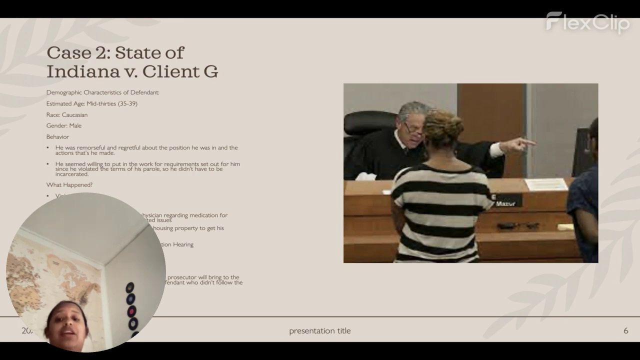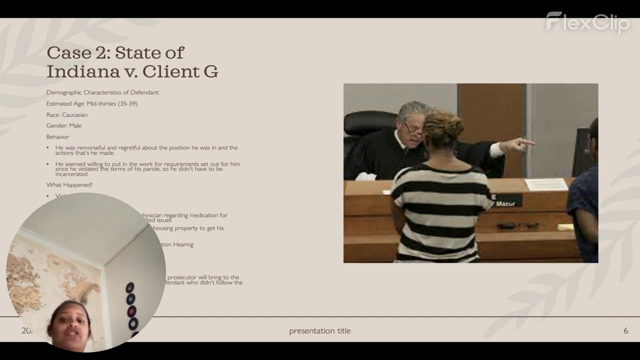His behavior: he seemed very remorseful and regretful about the position he was in and the actions that he made. He seemed willing to put in the work for requirements set out for him since he violated the terms of his parole, so he didn't have to be incarcerated again. So what had happened was he violated probation.